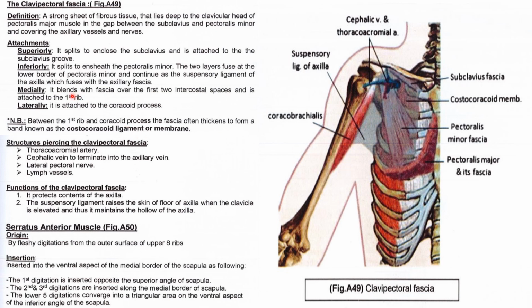Now, medially, it blends with the fascia over the first two intercostal spaces. First two intercostal spaces is this. And it is attached to the first rib, medially. Laterally, it is attached to the coracoid process.